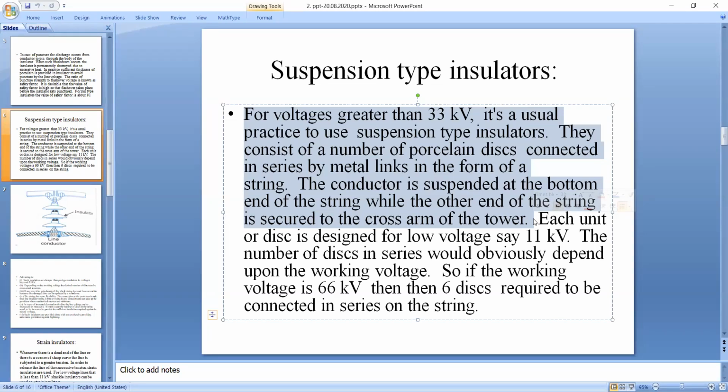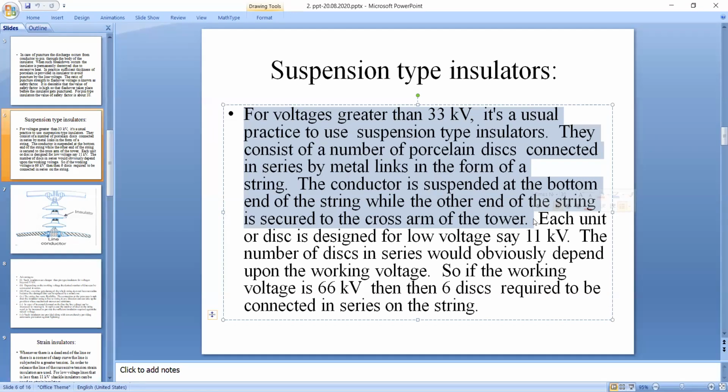And what happens is that here there is a string, and in the string you have a number of porcelain discs that are connected in series. And those discs are connected to each other by metal links. So suspension type insulators consist of a number of porcelain discs connected in series by metal links, and that forms a string. So it is also known as a string insulator.